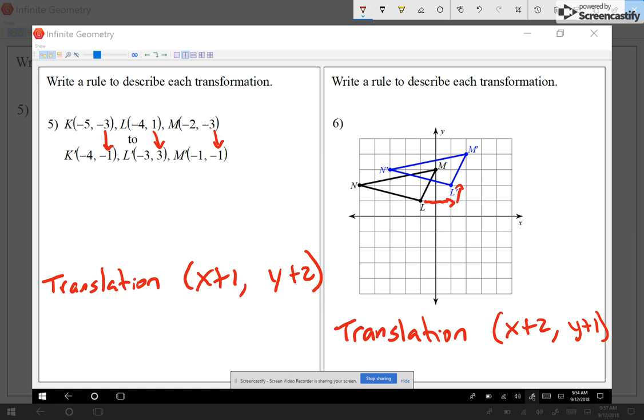Now, for example, let's say it only moved 2 to the right, but it doesn't move up or down, right? If nothing happens to the y's, make sure you guys still write the y though. If nothing happens to the y, still write y. Don't leave it blank.